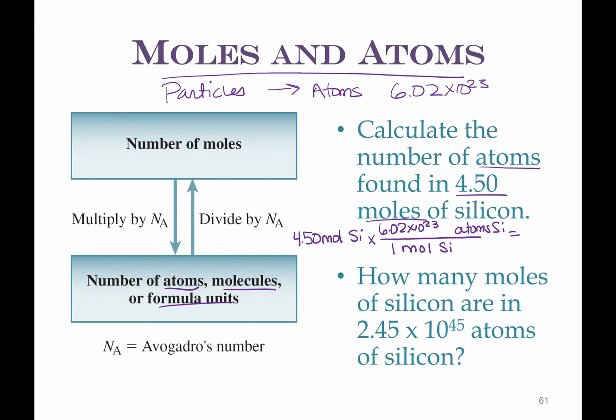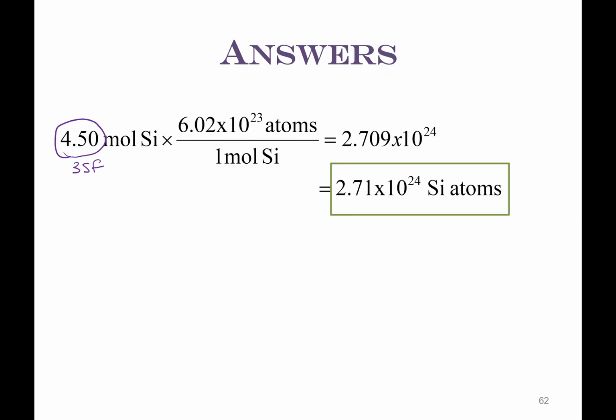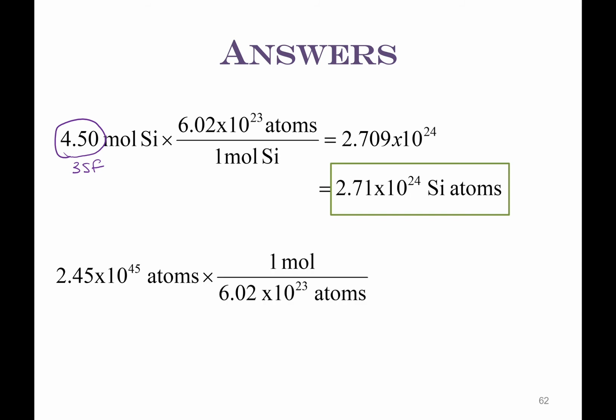This says how many moles of silicon are in 2.45 times 10 to the 24th. So now we're saying that atoms of silicon, we have this many atoms. How many moles do we have? So I take the 2.45 times 10 to the 24th atoms, my multiplication sign in a line. Remember, this is just dimensional analysis. I want to get rid of atoms, so I put them on the bottom. And I want to go to moles of silicon.